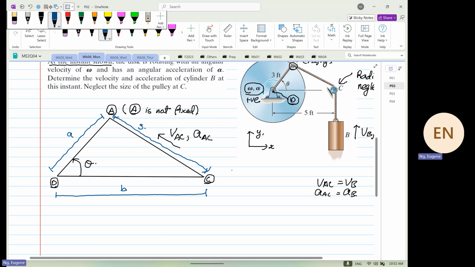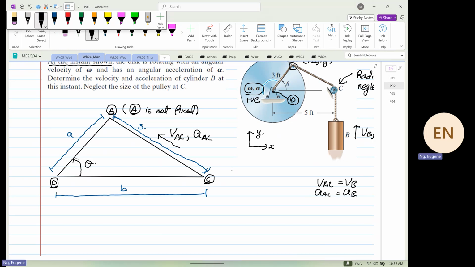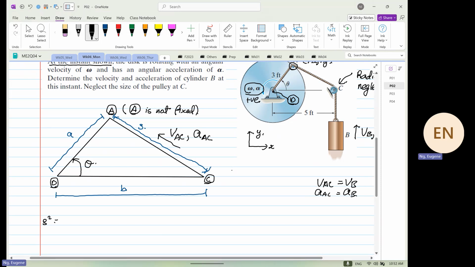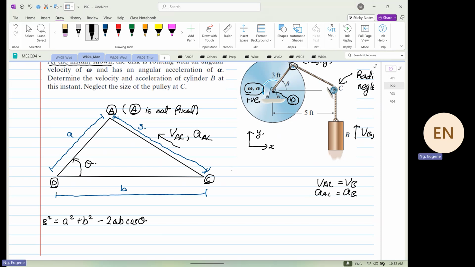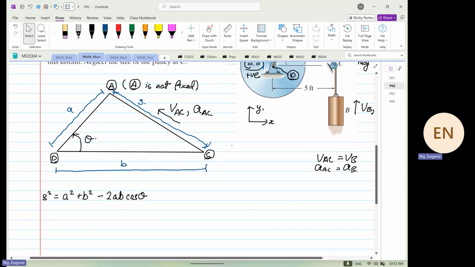So from here, I can't remember what this is called in mathematics. Is it the cosine rule? Where you have S squared is equal to A squared plus B squared minus 2AB cos theta. What rule is this called, anyone? Cosine rule, right? So you have this expression over here.